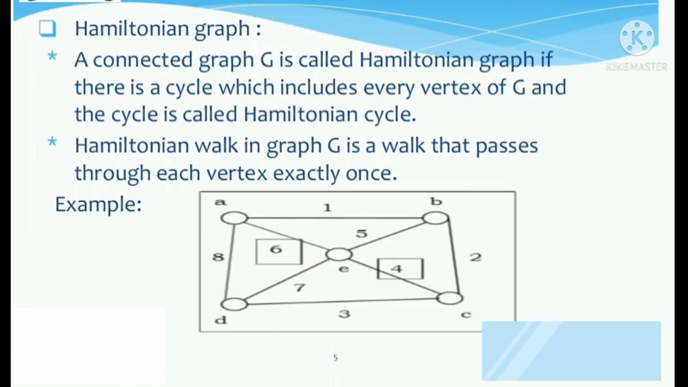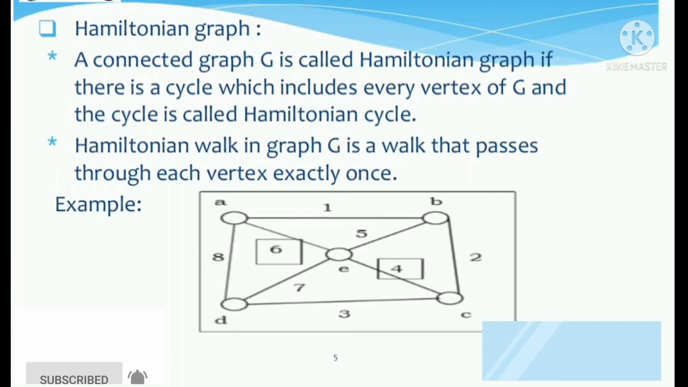Next, Hamiltonian graph. First of all, it is a graph as well as a connected graph. A connected graph G is called a Hamiltonian graph if there is a cycle which includes every vertex of G, and the cycle is called a Hamiltonian cycle. A Hamiltonian cycle is first of all a cycle, a closed one, where the start and end vertex are both the same. A Hamiltonian walk in a graph G is a walk that passes through each vertex exactly once.